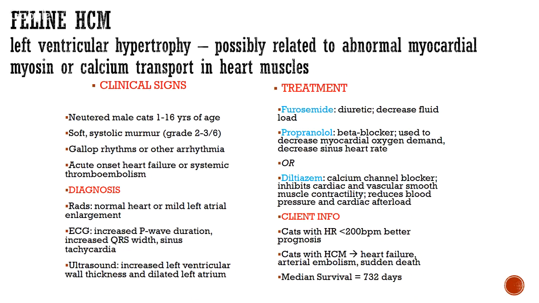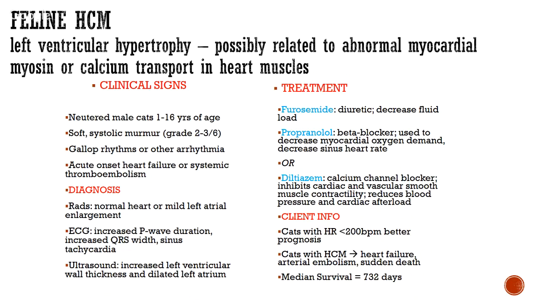Sometimes we'll hear gallop rhythms or some other arrhythmia. A gallop rhythm is when you hear the heartbeat instead of going lub-dub, lub-dub, you hear la-da-da-dub, la-da-da-dub, la-da-da-dub. It sounds more like a galloping horse. We can see an acute onset heart failure or systemic thromboembolism. Here again, we have that saddle thrombus or a thrombus that can form because of the clotting of the blood, because the blood is not moving through the body as it should.